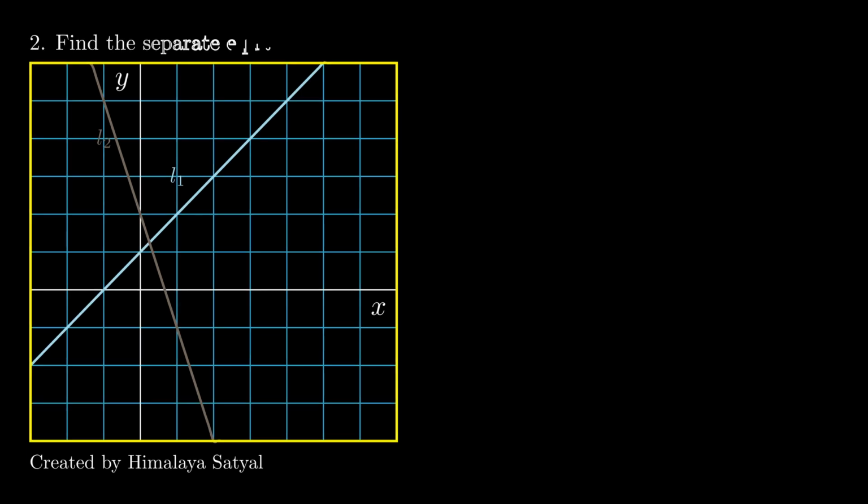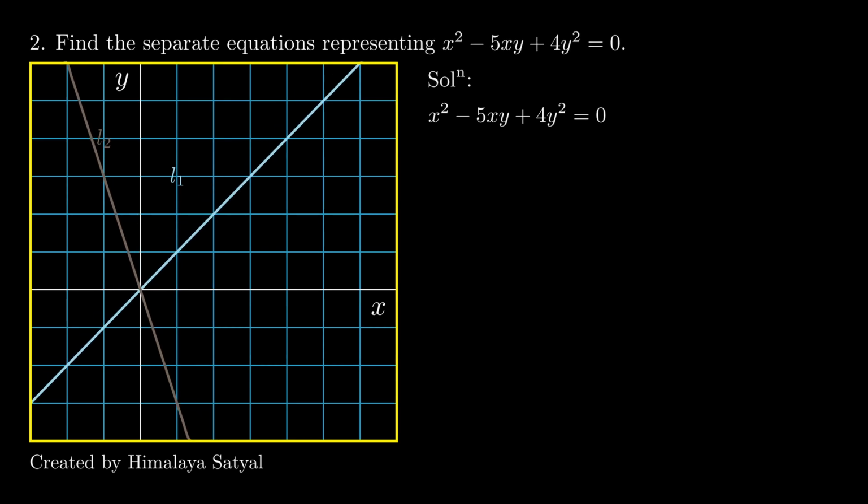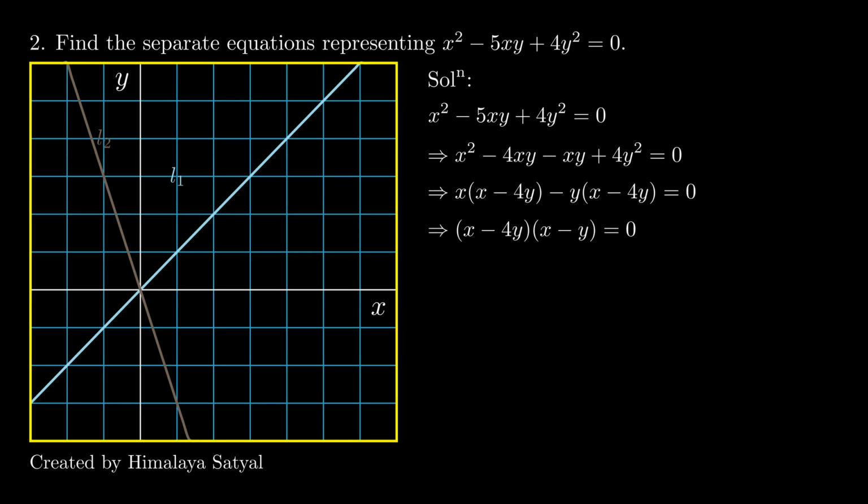2. Find the single equation representing x squared minus 5xy plus 4y squared is equal to 0. We split the middle term and we factor it out like any other quadratic equation. This gives us y is equal to 1 by 4x and y is equal to x.